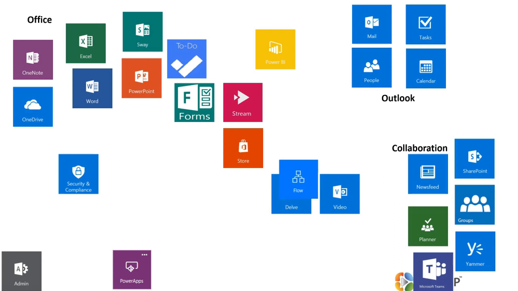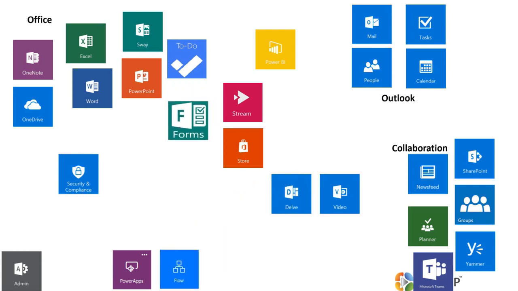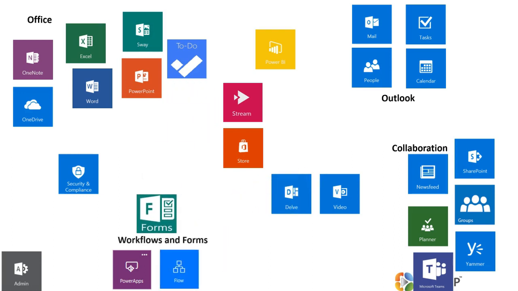Then I'm going to move Power Apps and Flow and Forms in this category here and call this Workflows and Forms. Automation of items is done through Flow, and then the actual items, let's say the forms specifically themselves, Forms is for easy, quick forms, and Power Apps is for much more involved and much more powerful forms. So definitely check that out as well.